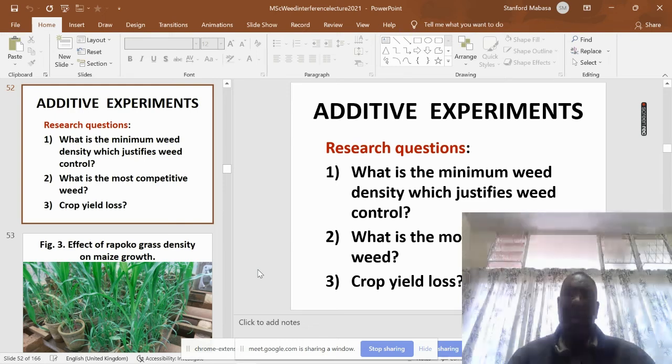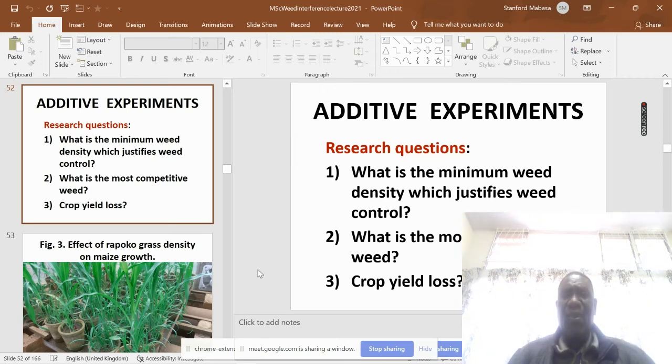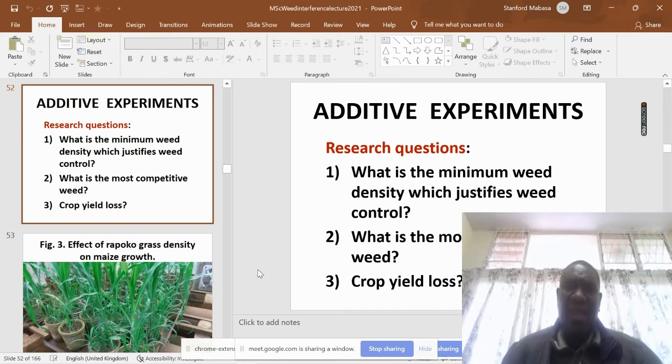Now, if we go into a field and find that there are weeds, does it mean that we should just control them? Or there's a certain number of these weed species which justifies control? Because remember, weed control can be expensive. It can draw money, which could be switched to other things.